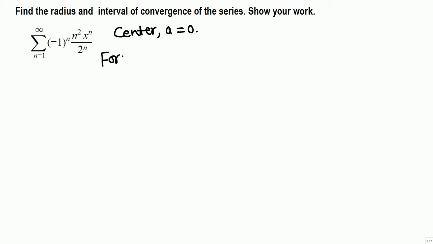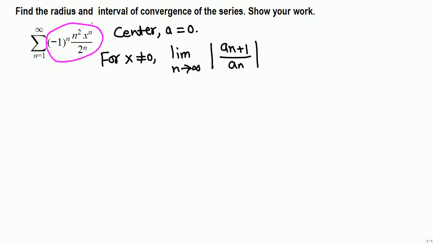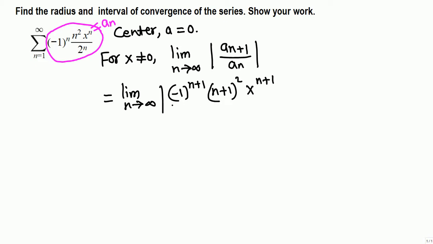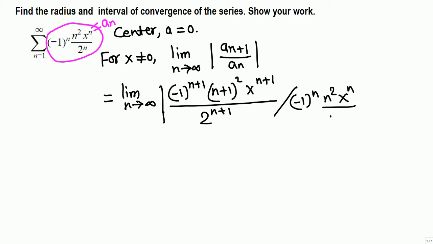So for x not equal to the center 0, we find the limit as n goes to infinity of a_(n+1) over a_n, where a_n is this general term. a_(n+1) means we replace n throughout by n plus 1. So a_(n+1) is (-1)^(n+1) (n+1)^2 x^(n+1) over 2^(n+1), divided by a_n, which is (-1)^n n^2 x^n over 2^n.